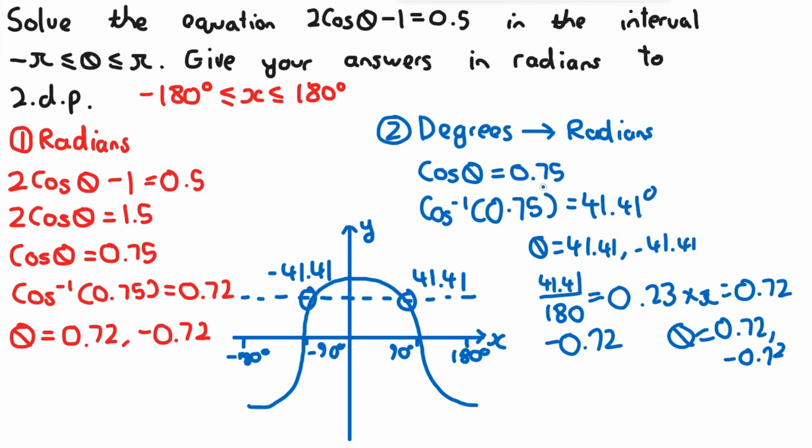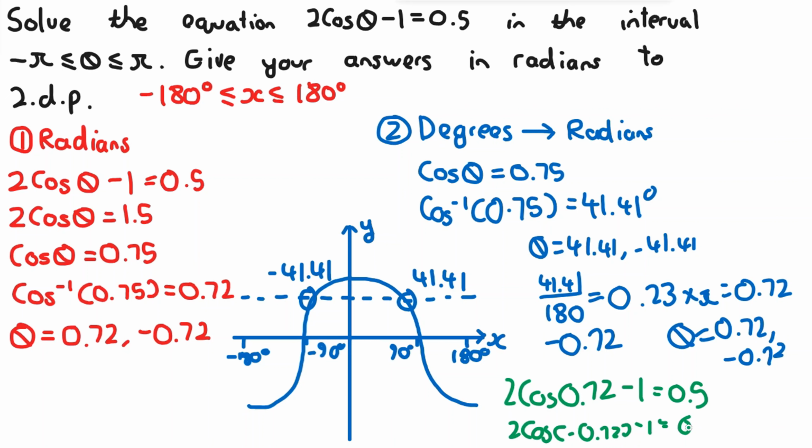And again, I'm going to keep saying this, a really good way to check your answers is to put your theta values into the equation up here. So it will be 2 cos of 0.72 minus 1, and 2 cos of minus 0.72 minus 1, you do this for both methods. If you put these into your calculator, you won't get exactly 0.5 because we rounded it to 2 decimal places, but you will get a value that is very close to 0.5, and that is a good indication you've got the answer right, and you can go on to the next question.